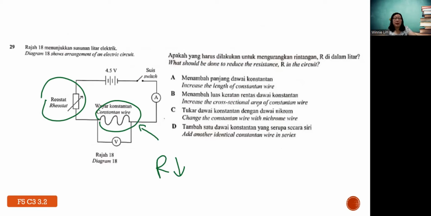your length should be less. So increase means wrong. The area should be increased. Okay, so yes, B is the answer already. You change the constantan wire with nichrome type of material. Now nichrome has very high resistivity or high resistance, so it's not suitable. Then you add another wire in series. Wrong. But if you were to add it in parallel, yes. So the answer is B.